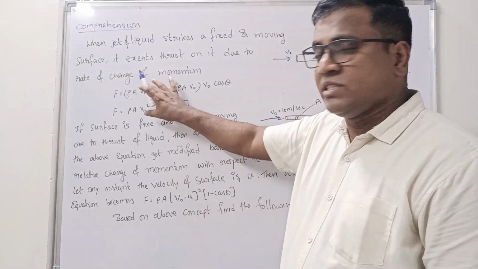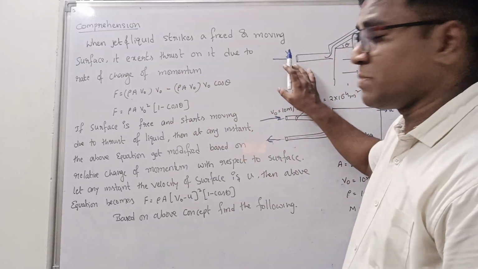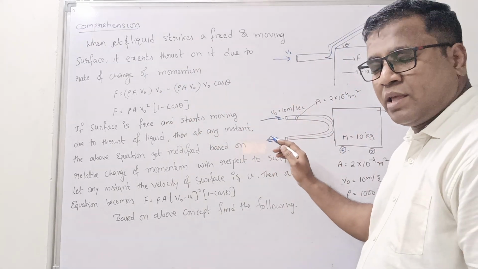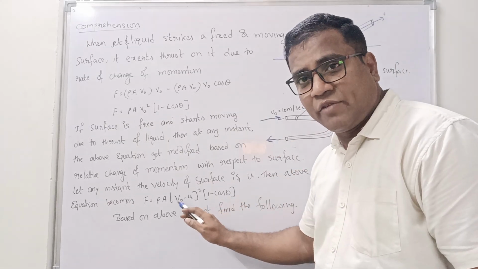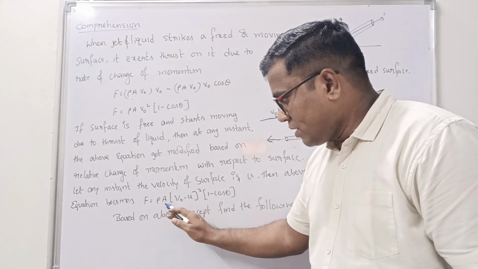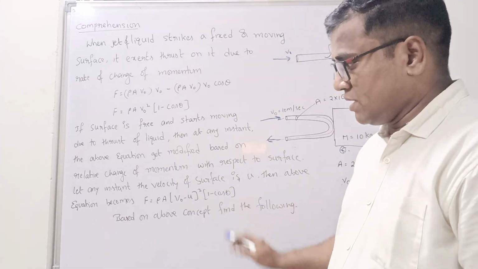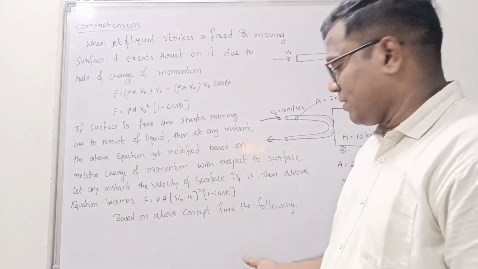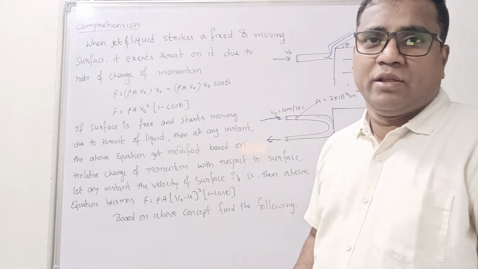So initially the equation is given. It is the general expression. But when the liquid hits and reverts back and the cart is movable, he modified the equation. How much is it? F is equal to rho A (V naught minus u) whole square into (1 minus cos theta). He is asking that based on the above concepts, find the following. Here 4 questions are given. So we will write one by one and try to understand one by one.